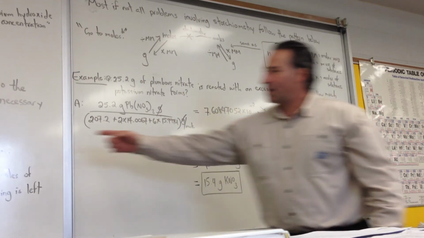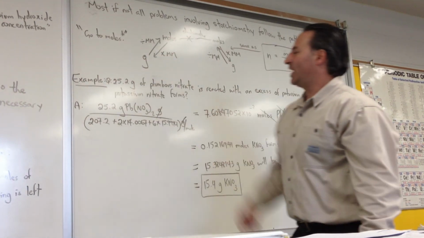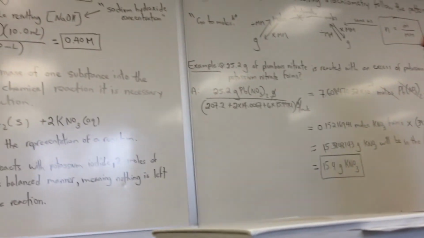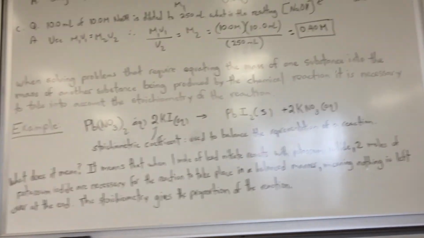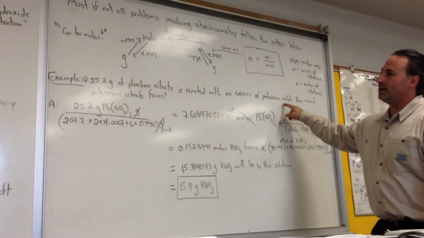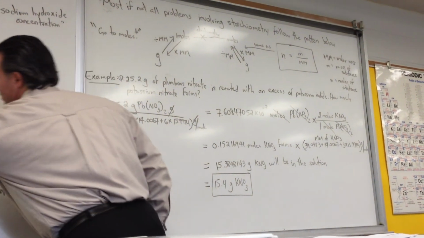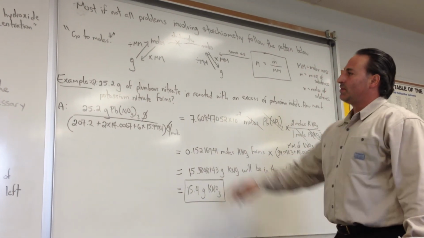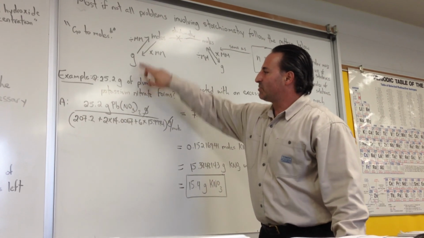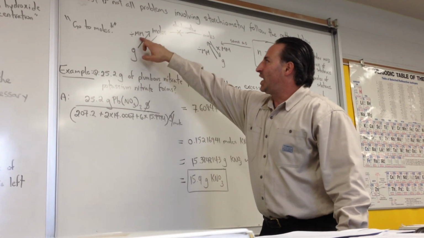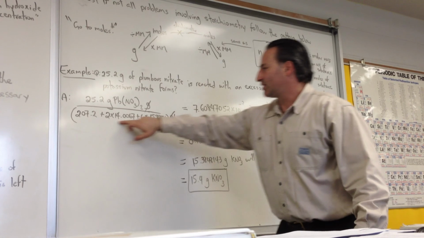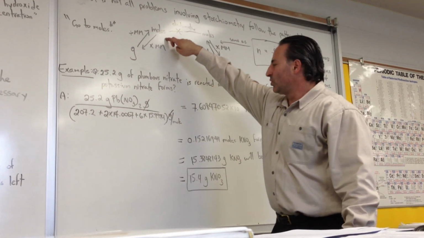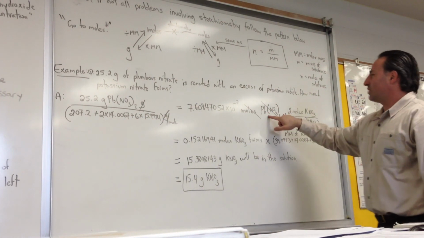Now, using this reaction as an example, the question I asked was, if you had 25.2 grams of plumbous nitrate, this substance, and it was reacted with an excess of potassium iodide, which is this substance, how much potassium nitrate forms? First step, we're starting off with grams of lead nitrate. We're going to divide by the molar mass, which is this. This is how we calculate it, to give moles of lead nitrate.